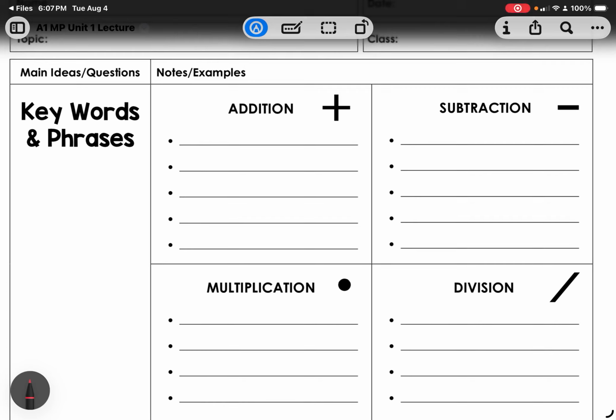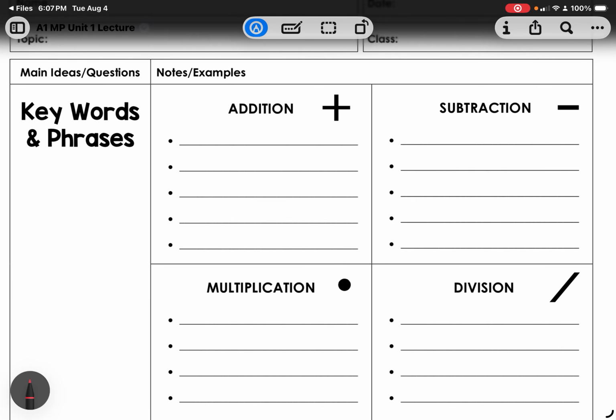Going to be working on translating expressions, equations, and inequalities. So to get started, we're going to make a list of some keywords and phrases that can help us know what operation we're going to be doing. If we were together, then we would brainstorm some of these, but since we're not together, you'll just make the list like I am. So let's start with addition.